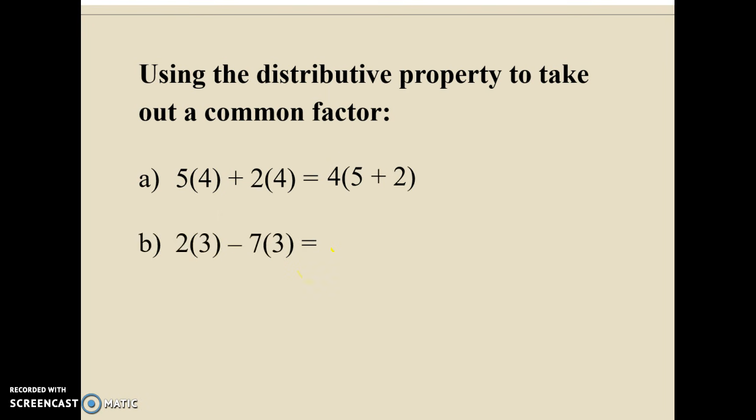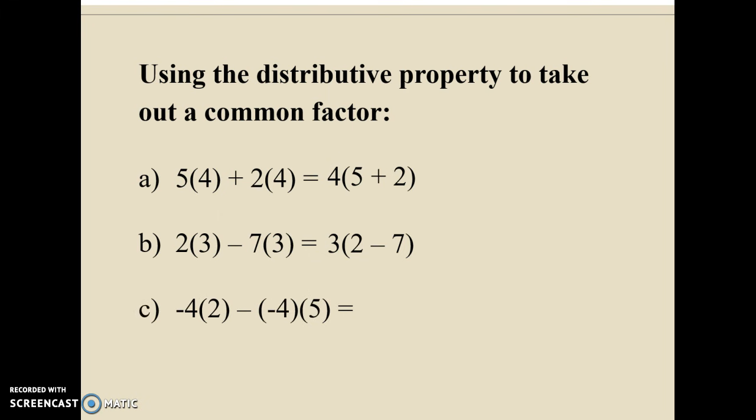So here is the other one. We have 2 times 3 minus 7 times 3. What factor is being used in both cases? What number is being used to multiply both 2 and 7? It's 3. 3 is being repeated. So I can take that 3 out and leave 2 minus 7 inside.